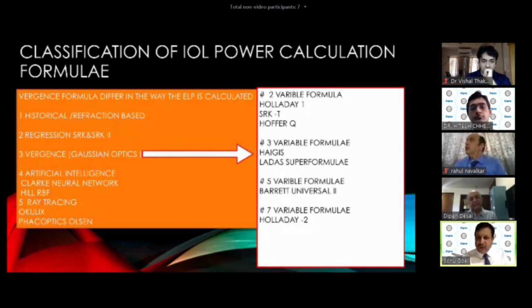So you have the Holladay 1, SRK/T, and the Hoffer Q. Among the three variable formulas, the most common is the Haigis. The 5 variable formula is the Barrett Universal 2 that we use nowadays. And the 7 variable formula is the Holladay 2.